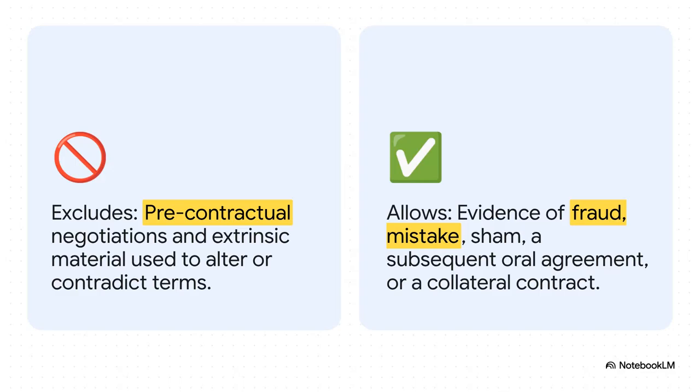But, and this is a huge but, here's the twist every good barrister knows. The exceptions are where the fight is. The rule exists to protect a valid contract, not to hide a fraudulent one. So, if you have evidence that the contract was based on fraud, or a mistake, or was a total sham from the start, then the rule doesn't apply. The door swings right open.